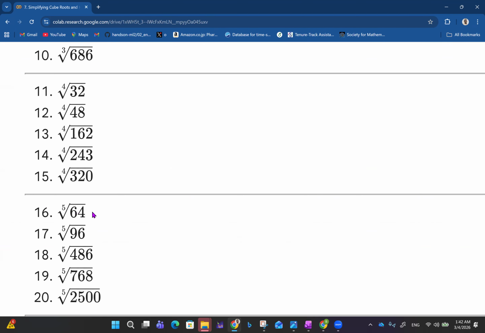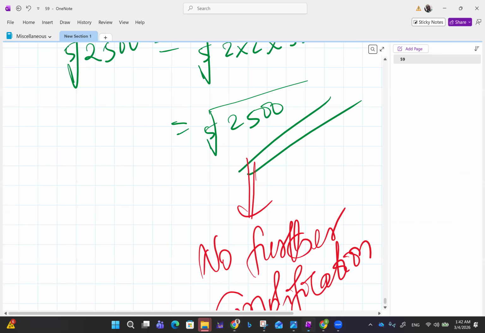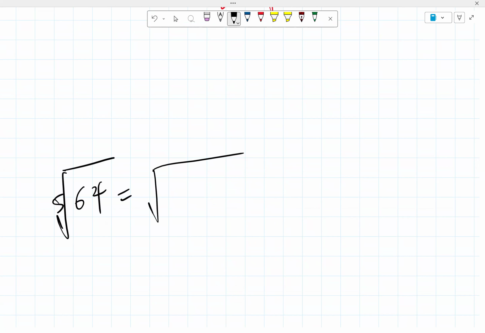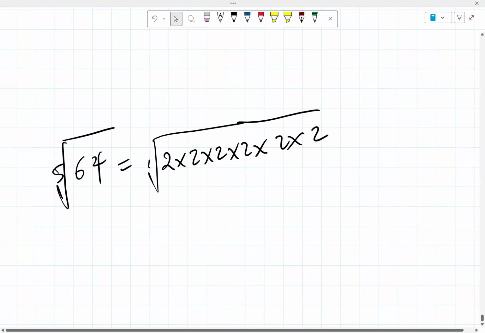Before I go, I want to do this one for fifth roots so I can at least have one case where it works. So the fifth root of 64, right? We know 64 is 2 raised to power 6. So that's 2 times 2 times 2 times 2 times 2 times 2, 2 in 6 places. So we need the fifth root of this, right?